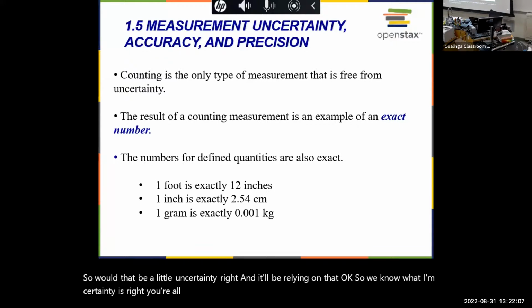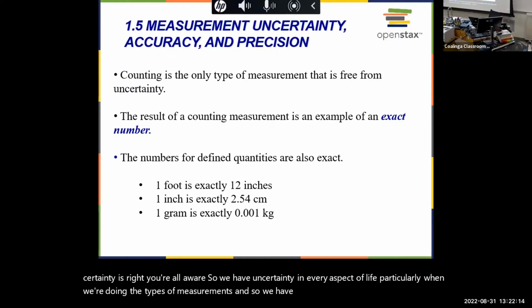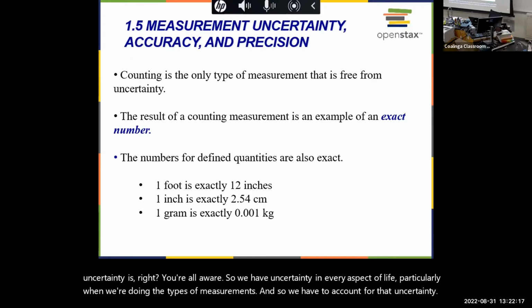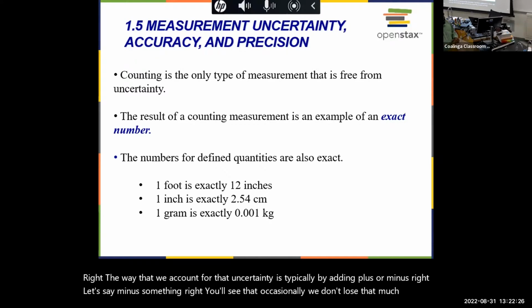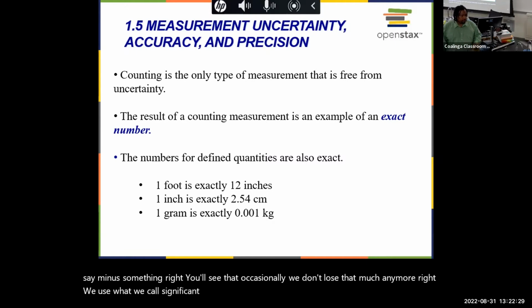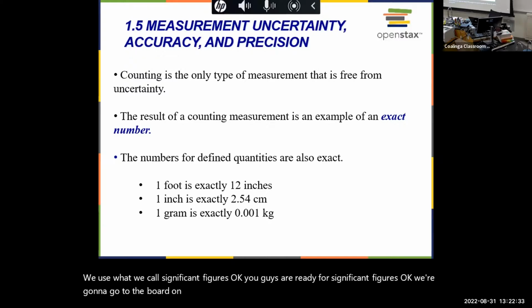So we have uncertainty in every aspect of life, particularly when we're doing types of measurements. And so we have to account for that uncertainty, right? The way that we account for that uncertainty is typically by adding plus or minus something, right? You'll see that occasionally. We don't really use that much anymore. We use what we call significant figures. Okay, you guys ready for significant figures? We're going to go to the board on that. I hate my slides on it because I like examples, right? Works better for me. So let's talk about sig figs.